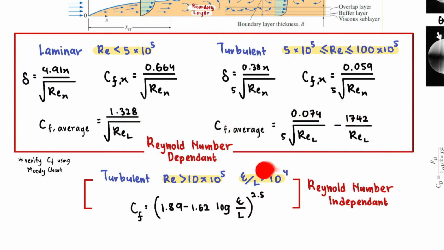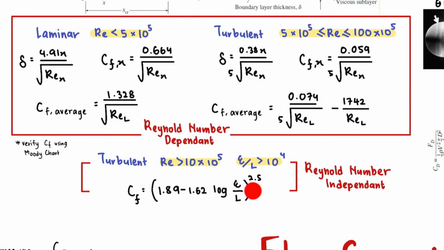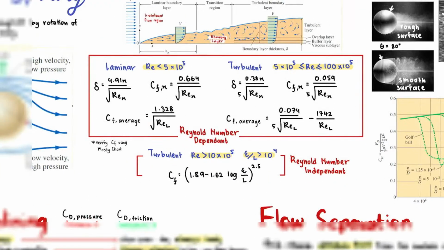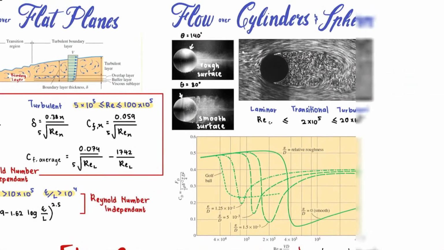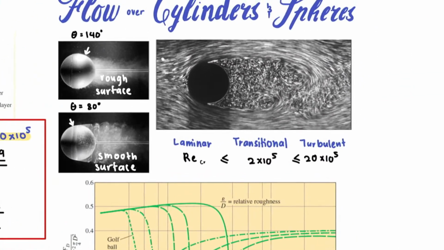But if you exceed the turbulent flow, it is no longer dependent on Reynolds number. It is only dependent on the roughness. Okay, so that is flow over flat planes. This is the flow over cylinders and spheres.